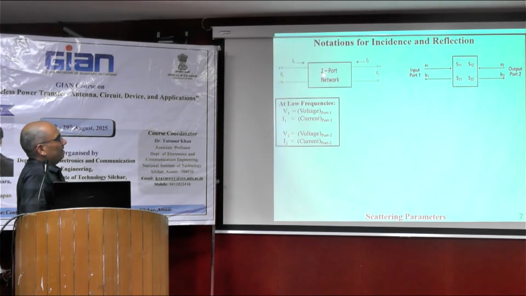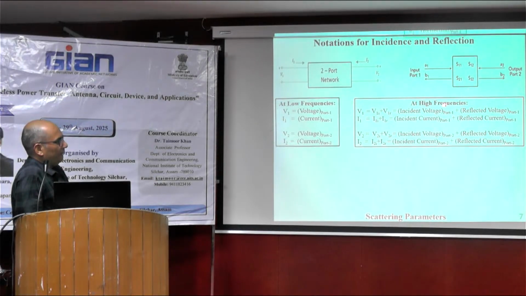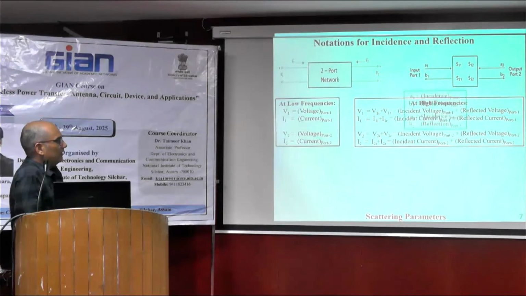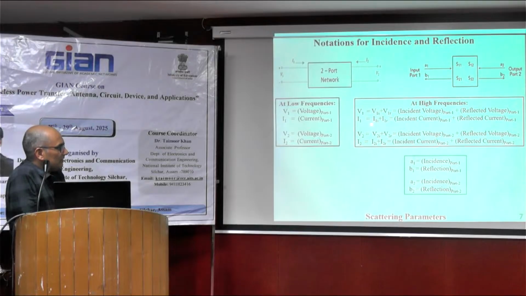Just see a two-port network. Then it's equivalent to this S matrix. In Z parameters, it was Z11, Z12, Z21, Z22 representation. At low frequency, V1 is the voltage at port 1, I1 is the current at port 1, V2 is the voltage at port 2, I2 is the current at port 2. At high frequencies, V1 will be the incident voltage at port 1 plus the reflected voltage at port 1. It is not like this.